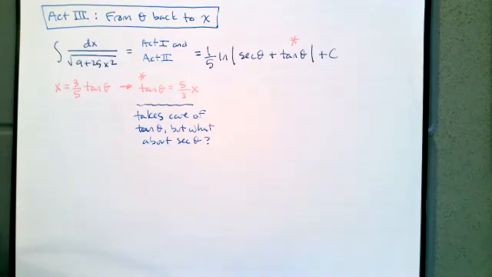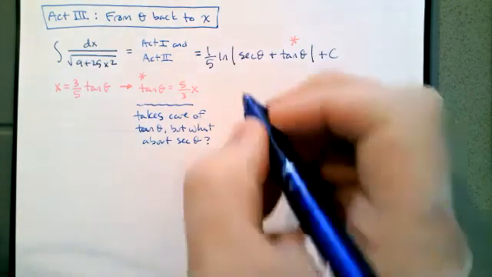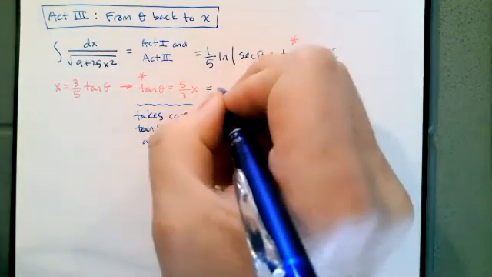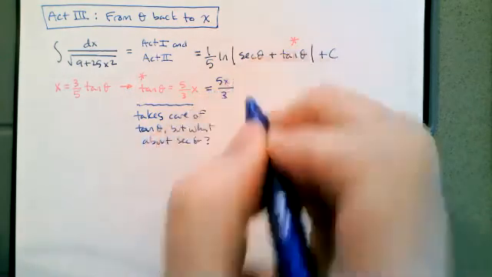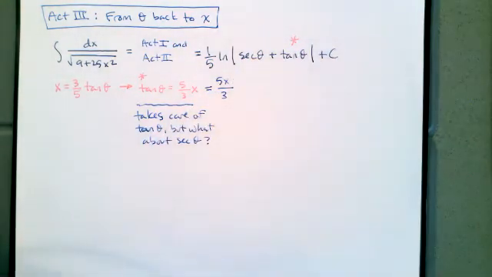So we still have that secant to fix. Here's what we're going to do. I'm going to look at 5/3 x. I'm actually going to write it in a more convenient form for me, 5x over 3. So I'm going to say tangent theta is 5x over 3.